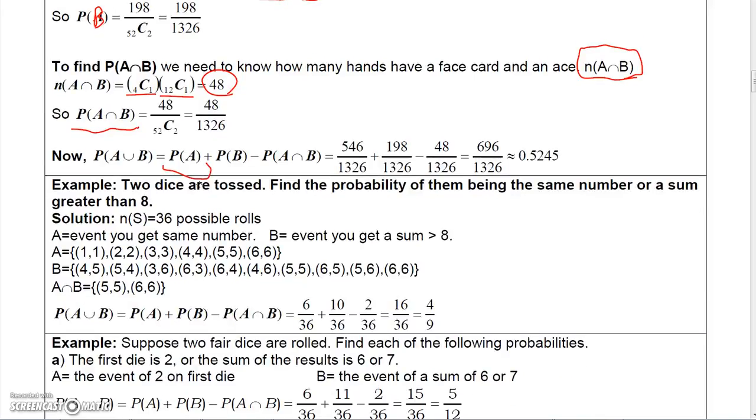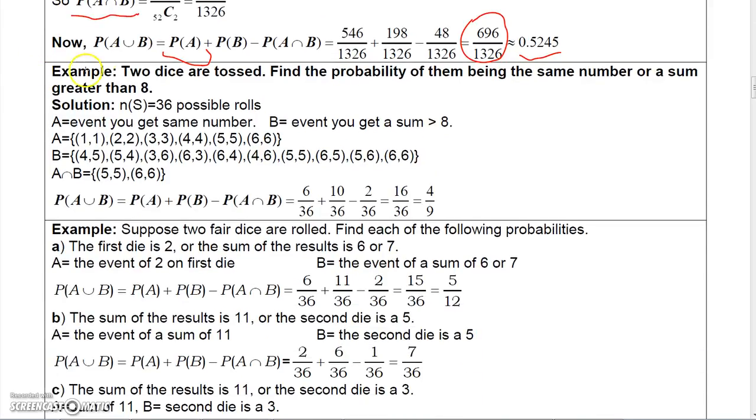So now that I have all three probabilities, I have the probability of getting a face card plus the probability of getting an ace minus the probability of getting a hand that has both. I combine them together and I get 696 out of 1326, which is approximately 52%. So 0.5245, a little more than 52% chance of that happening. Again, that was a little trickier than the first two, but it's not too bad.